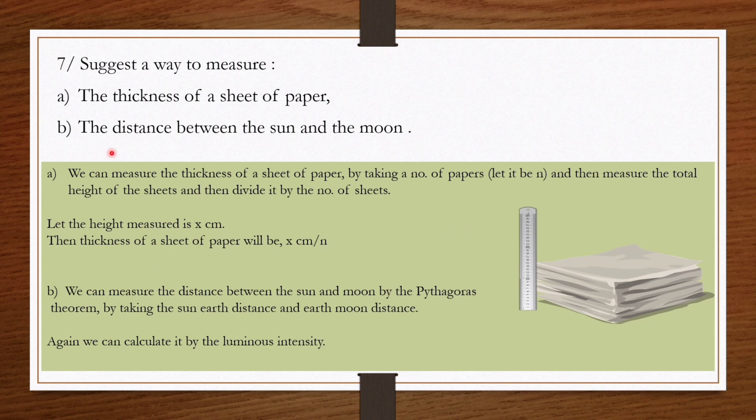And the second question is the distance between the sun and the moon. We can measure the distance between the sun and the moon by the Pythagoras theorem, by taking the sun-earth distance and the earth-moon distance, which are known to us. Again, we can calculate it by the luminous intensity.